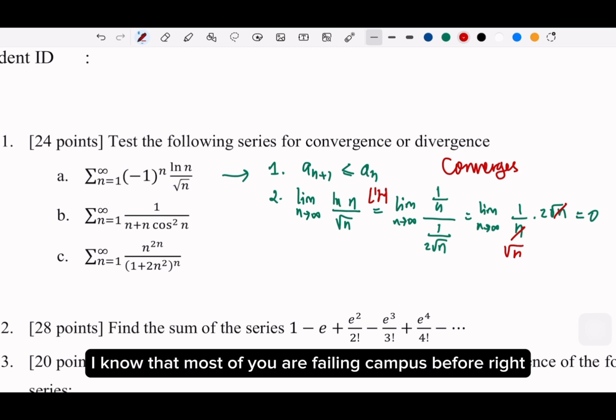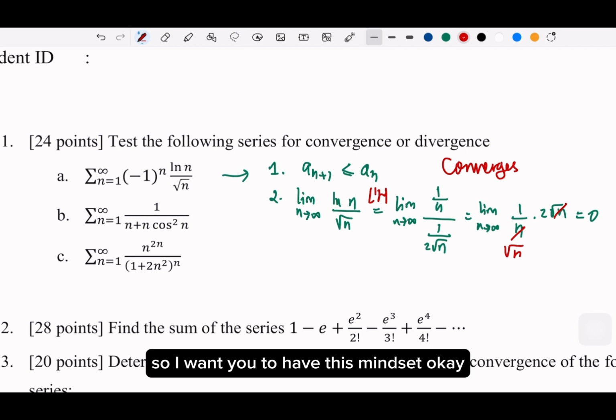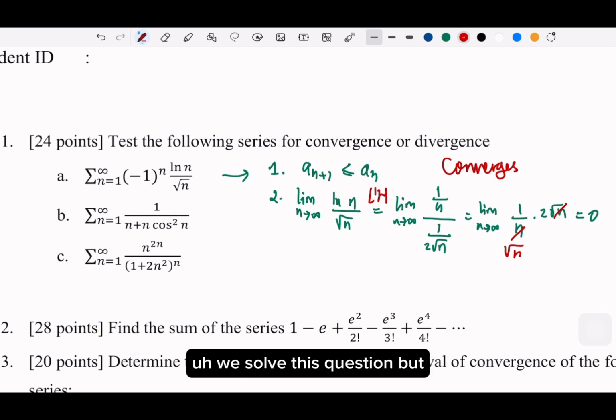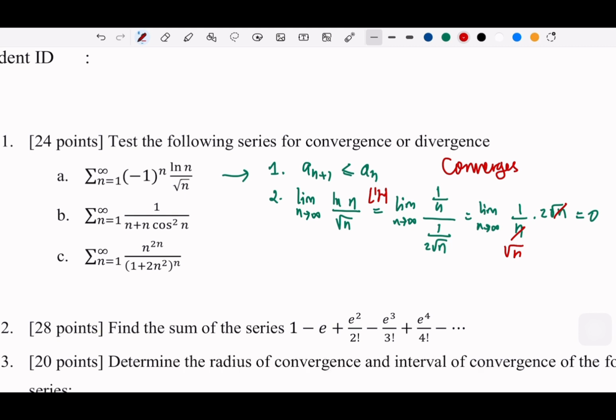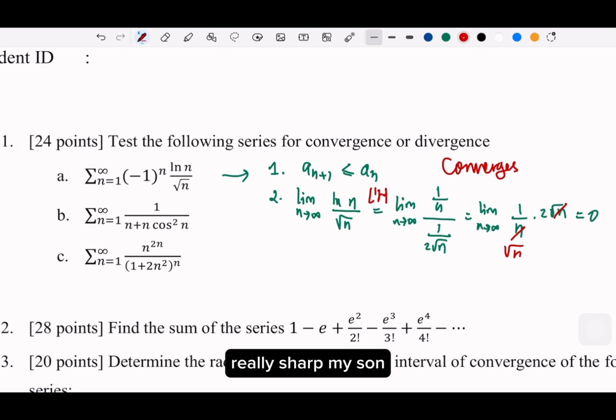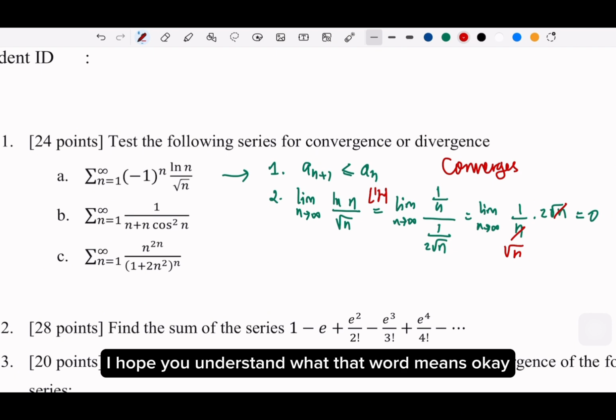So I know that most of you failed calculus before, right? So I want you to have this mindset. It's not like, okay, we solve this from 1, 2, 3. No, you need to have a good strategy. I think most students just start solving the question, blah, blah, blah, 1, 2, 3. But I want you to have a really sharp mindset, and don't be too naive. I hope you understand what that word means.